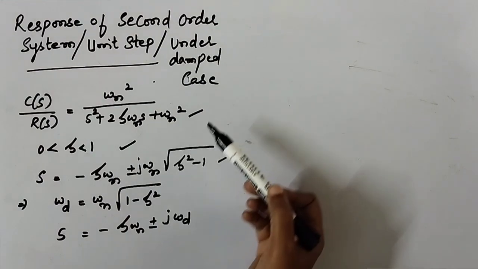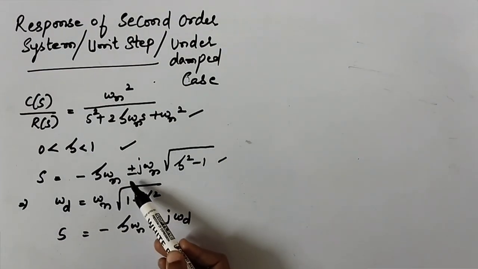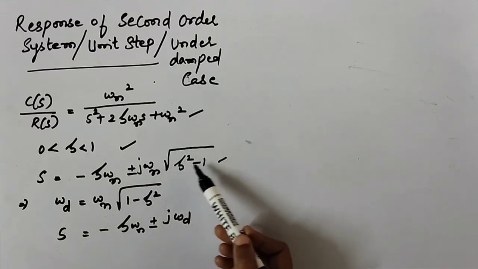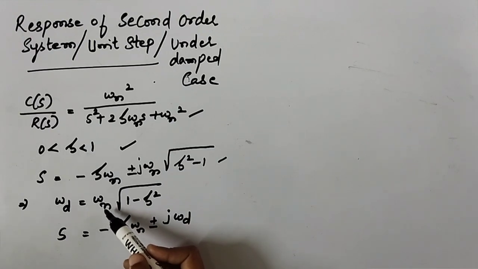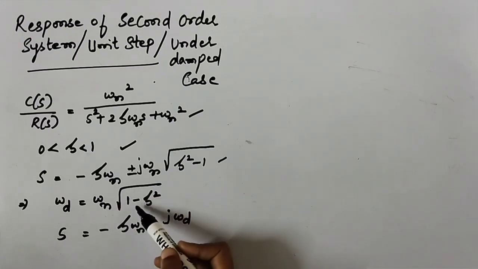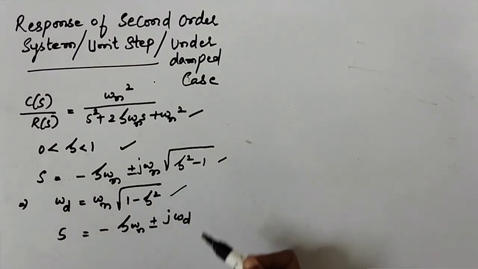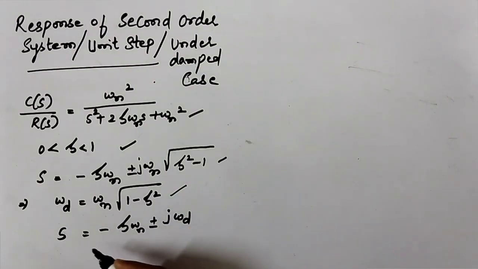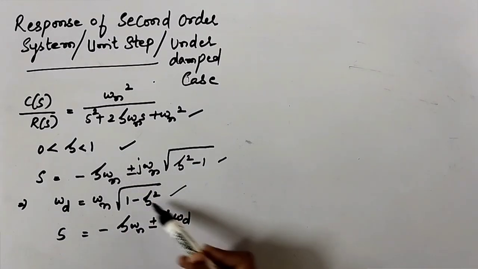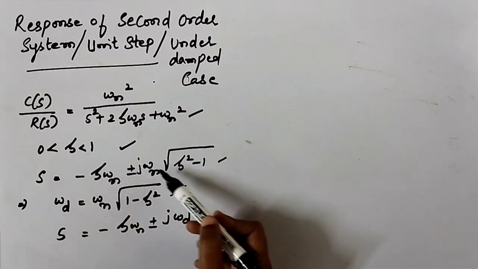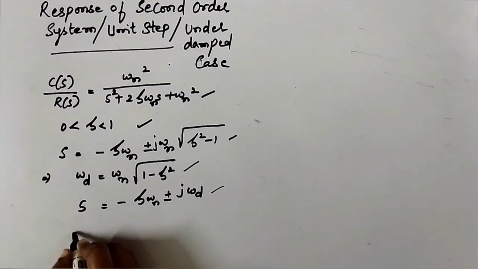From the earlier session, we have arrived at the roots s equal to minus zeta omega n plus or minus j omega n root over zeta square minus 1, and omega d equal to omega n root over 1 minus zeta square. This is the damped frequency, which we also did in the earlier session. So we can replace these roots with minus zeta omega n plus or minus j omega d.